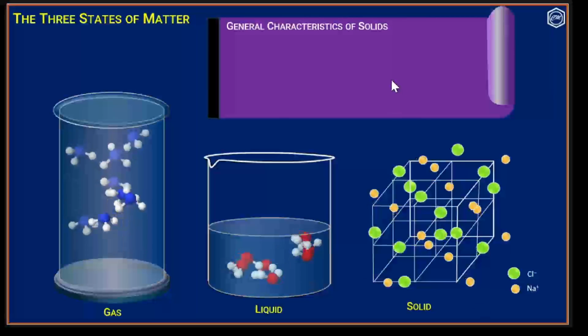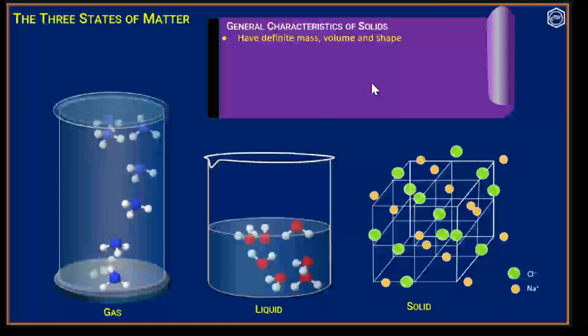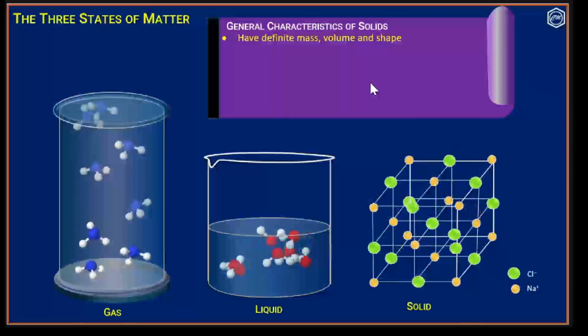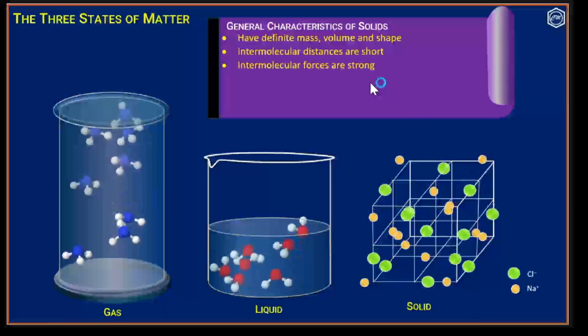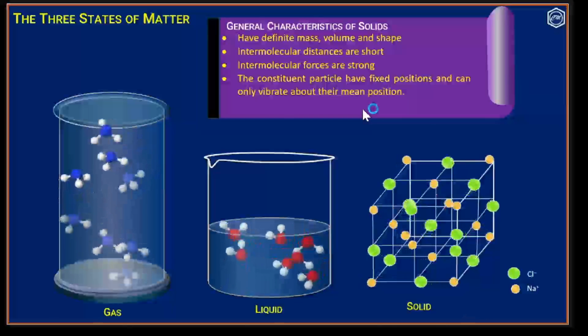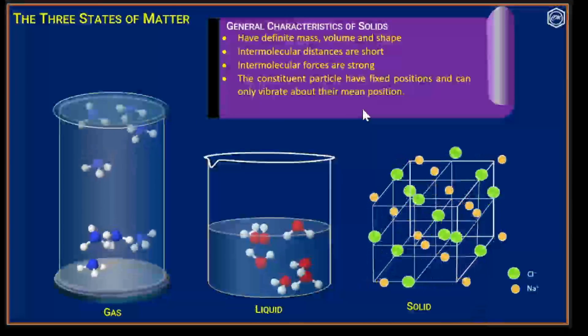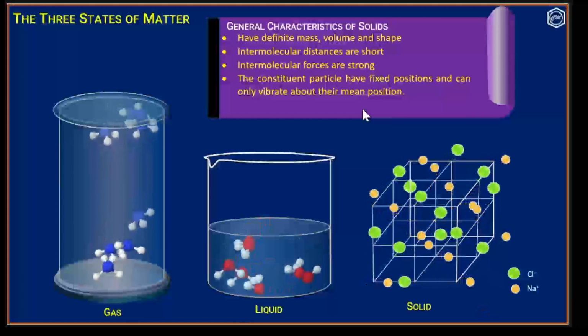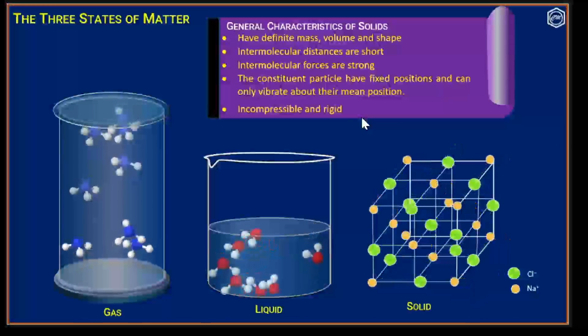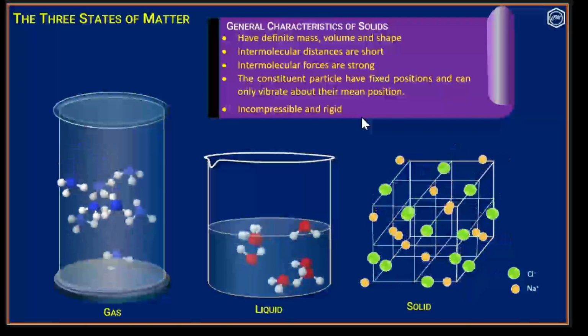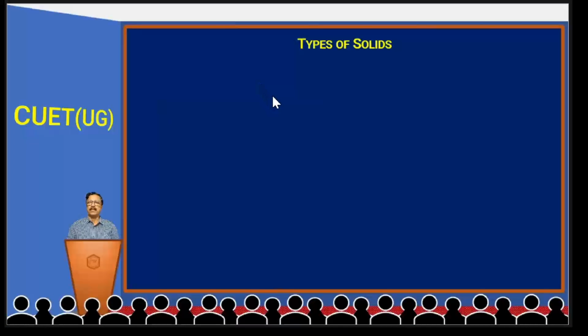The general characteristics of solids are the following. They have definite mass, volume and shape. Intermolecular distances are short. Intermolecular forces are strong. The constituent particles are in fixed positions and can only vibrate about some mean position. Solids are incompressible and rigid. Solids are broadly classified as either crystalline solids or amorphous solids.